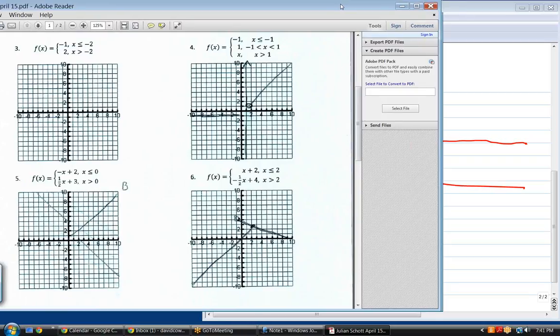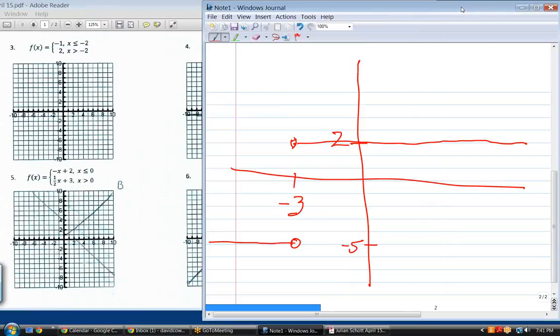All right, you should be able to tell me how to do this. I'm going to leave my grid there. First thing I have to determine is what's my key point on the x-axis? -2. Okay. So let's work starting from the left. Whenever x is less than or equal to -2, I'm going to start with a closed dot. Okay. How do I proceed?